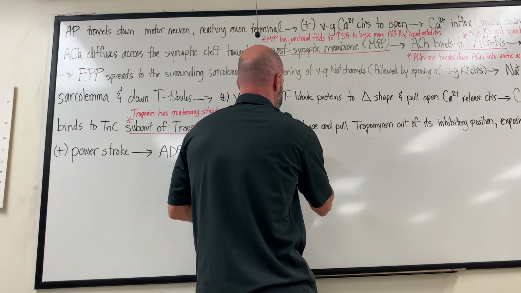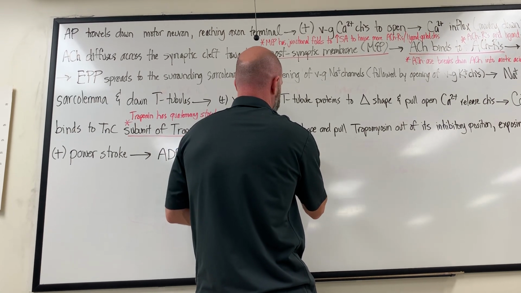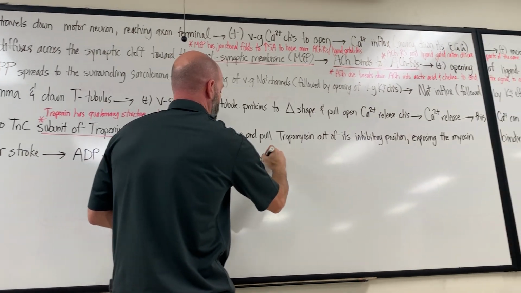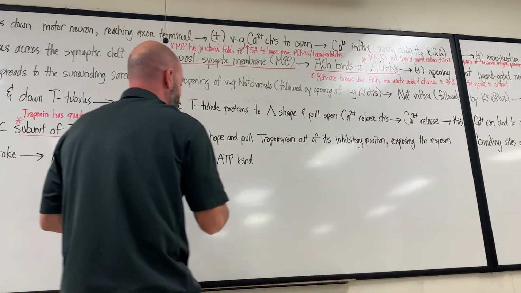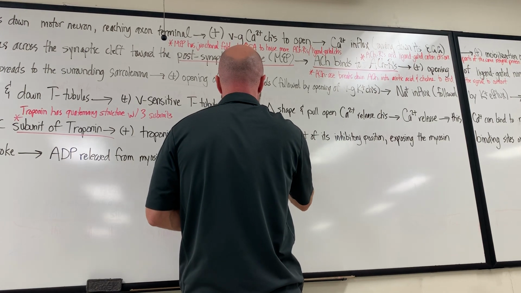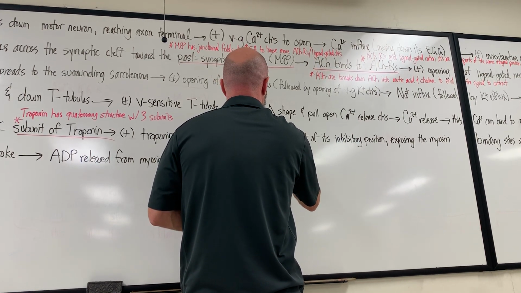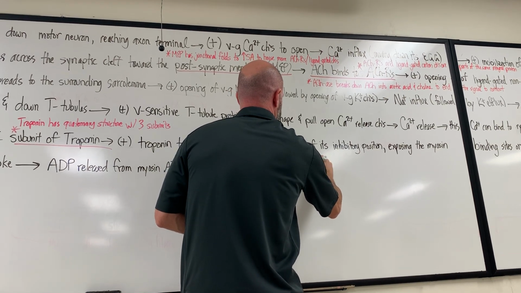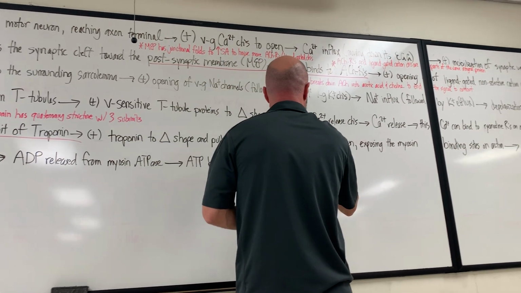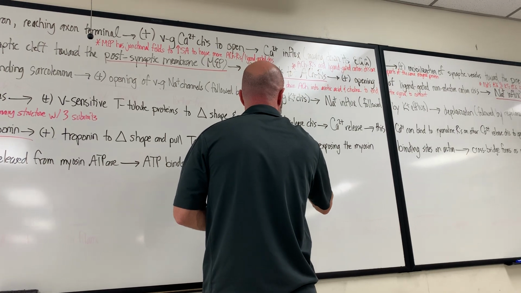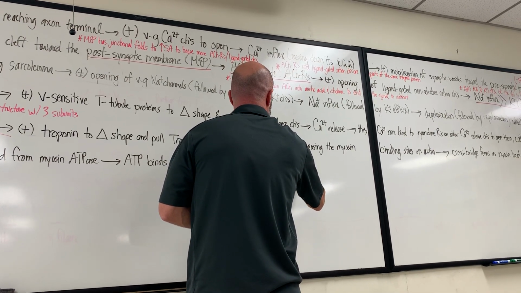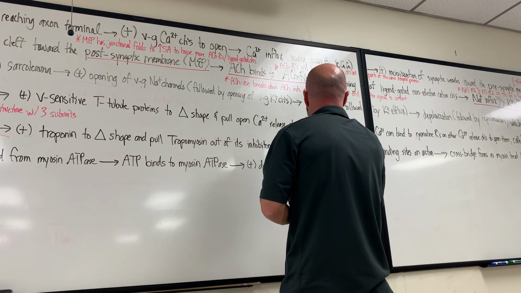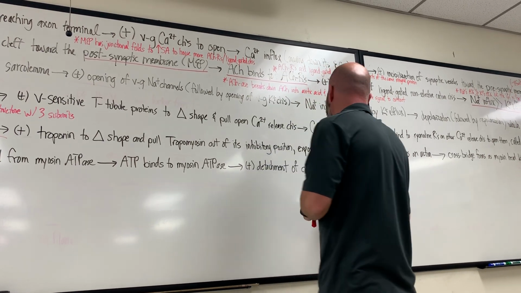Then now we have an available myosin ATPase that ATP can bind to. It causes the myosin head to detach. It triggers detachment of the cross bridge, or you could say detachment of the myosin head from actin.